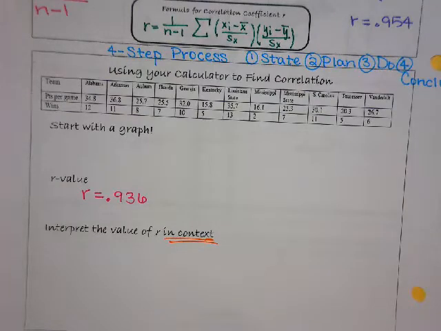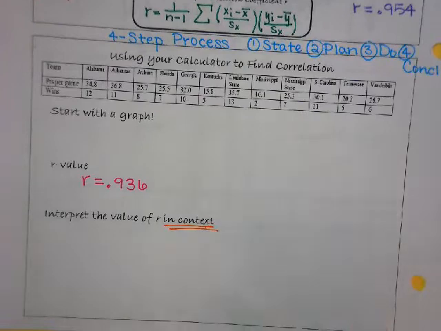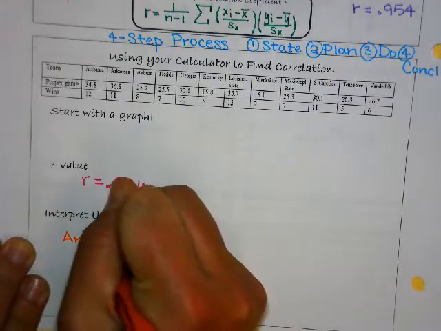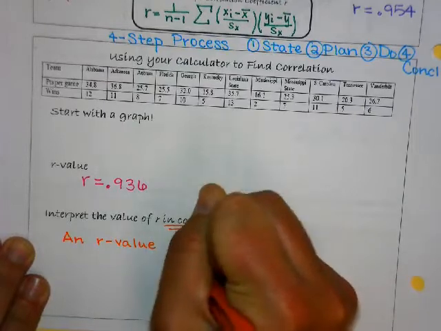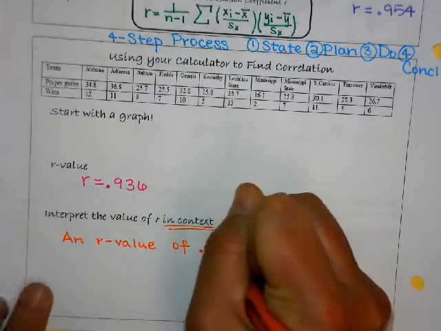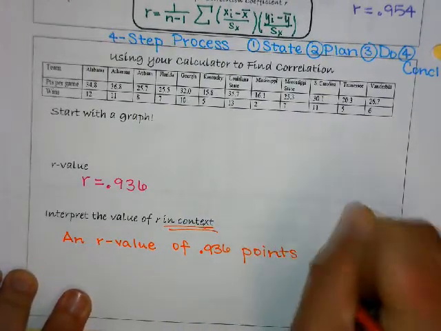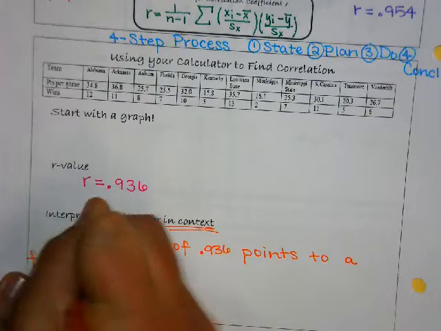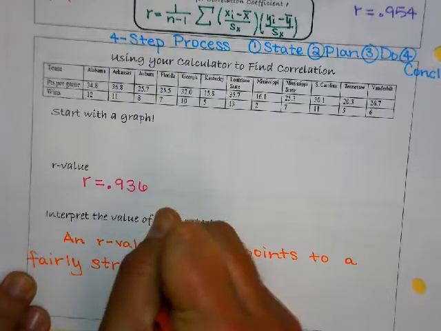So for this one, like I've said before, I'm not a great grammar person, so if you can say it in a better way, say it in a better way. But I would say an R value of 0.936 points to a fairly strong positive, because my R value is positive, linear association.